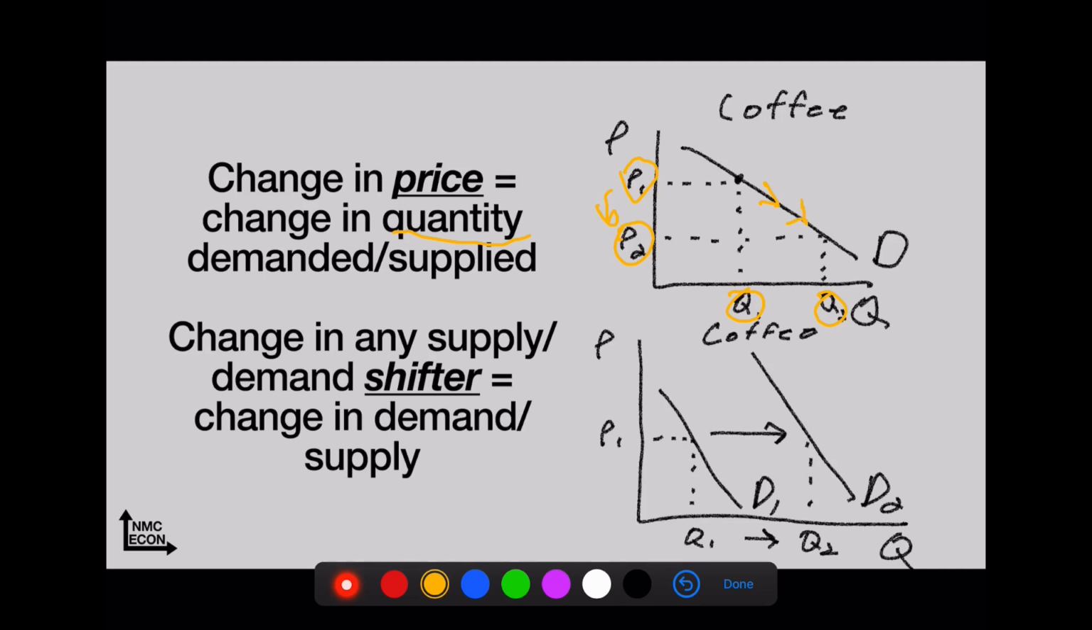There's more quantity demanded. Now, on the other hand, a full shift of demand could be caused by any change in the determinants of demand. For example, here you could see a movement from D1 to D2. That's an outward shift, maybe due to something like income or tastes and preferences. At P1, we see more quantity demanded at that price.